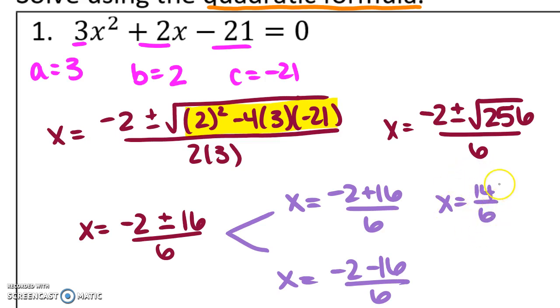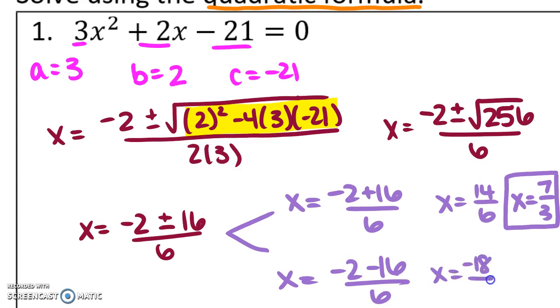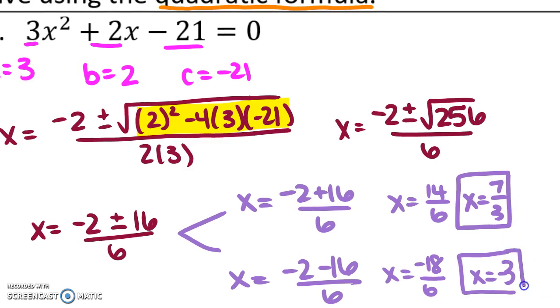But you should be thinking those are both even. I can simplify them, and you should. So your answer will be 7 over, whoops, not 2, 7 over 3 when you divide them both by 2. That is one answer. To get your other answer, negative 2 minus 16 is negative 18 over 6, which simplifies to be negative 3. Since these answers are relatively nice, what that tells us is we could have factored this.